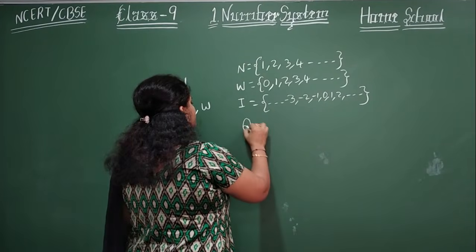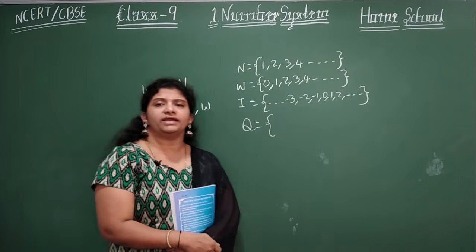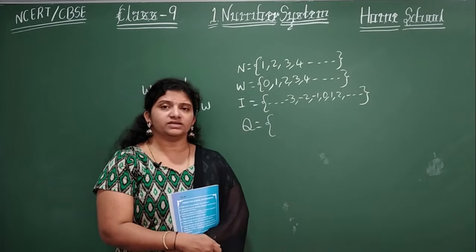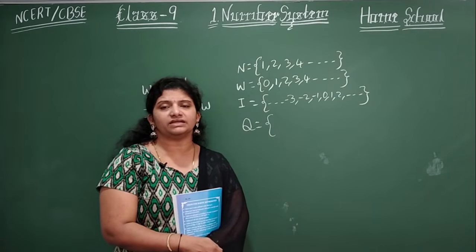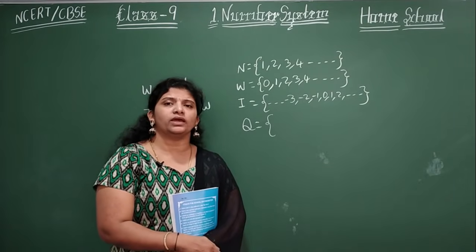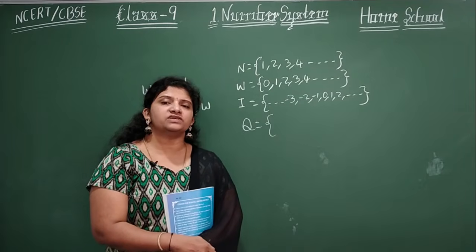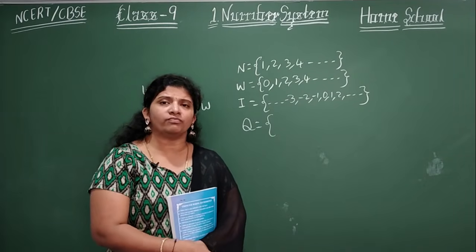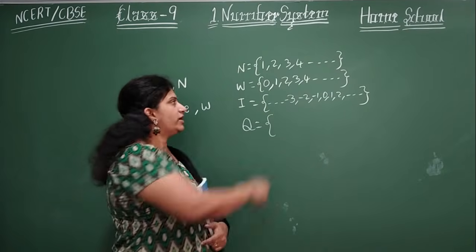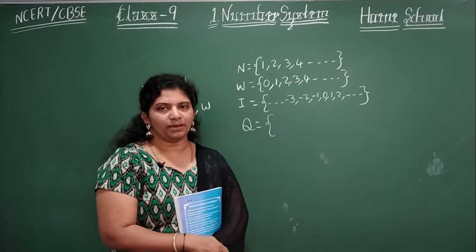What is the next number type we have learned? That is rational numbers. What are rational numbers, children? Rational numbers are the numbers which we can represent in p by q form, where q cannot be equal to 0. All the numbers which we can represent in the form of p by q are called the rational numbers.